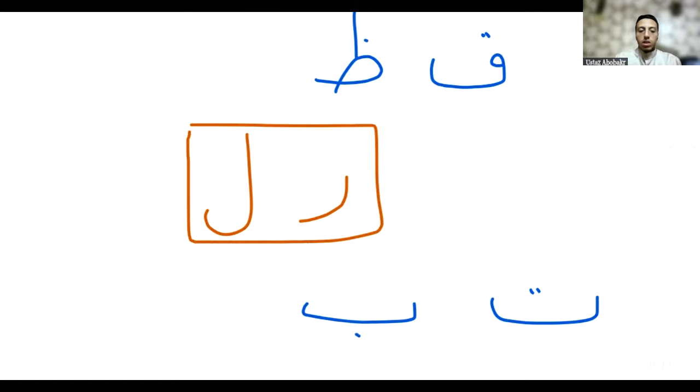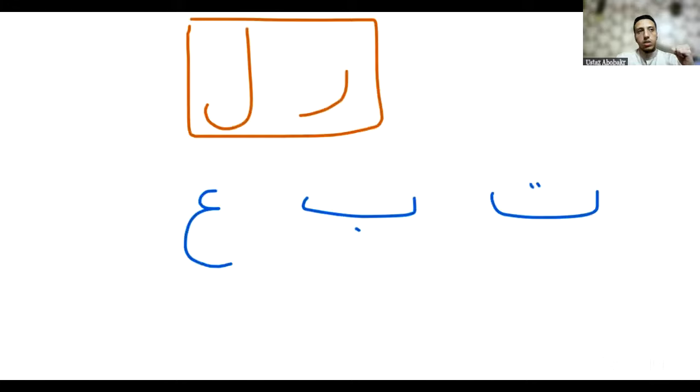How about another letter? Letter ain. It has to be a, ain, o. You can try this yourself. You can repeat this after me so you can see how it works. Another letter to give an example for. Letter dal.